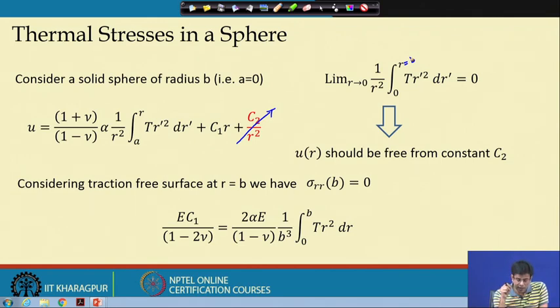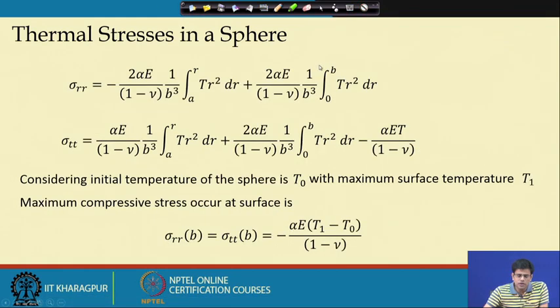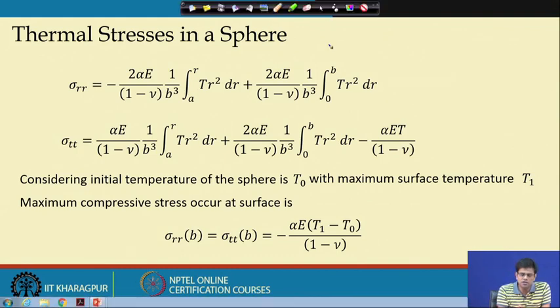Here, if I put r equals b, where the outer radius or the radius of the sphere is b, then considering again, likewise in the previous case, the traction-free boundary at r equals b, sigma rr has to be 0. So, this gives me the constant C1. Now, once we know this C1, we can write the stress expression: the tangential and radial stress expressions will be like this.